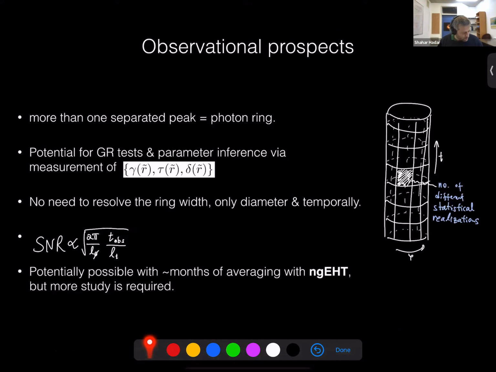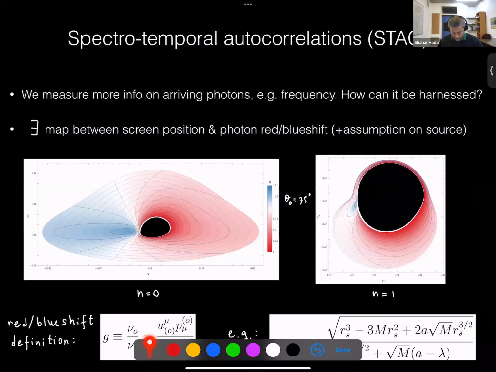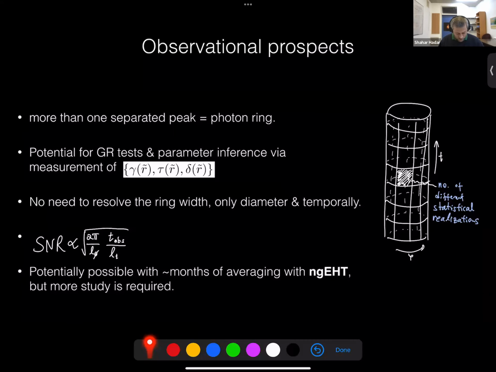We studied some observational prospects, which I won't be able to discuss now because I want to go to the last part. Actually, I do want to state one thing: looking at this correlation function is not exactly resolving the photon ring in a time averaged image, but I regard it as resolving the photon ring if you can see a clearly separated peak in this autocorrelation plane which is statistically significant. That will be a measure of photons that made a whole U-turn around the black hole and came to the delta.